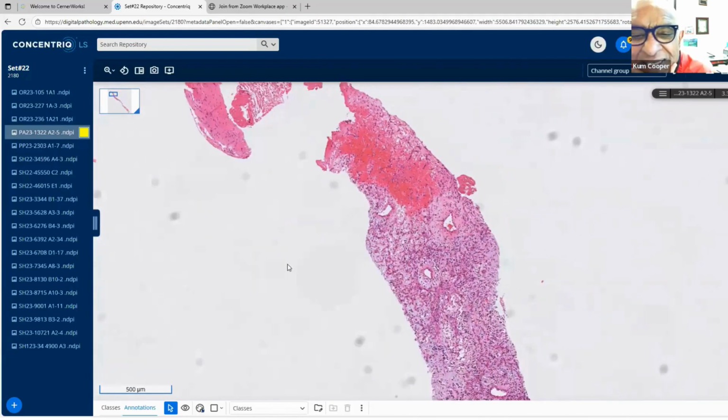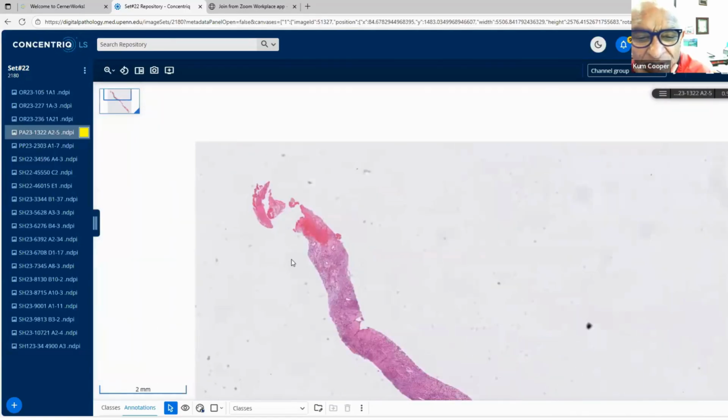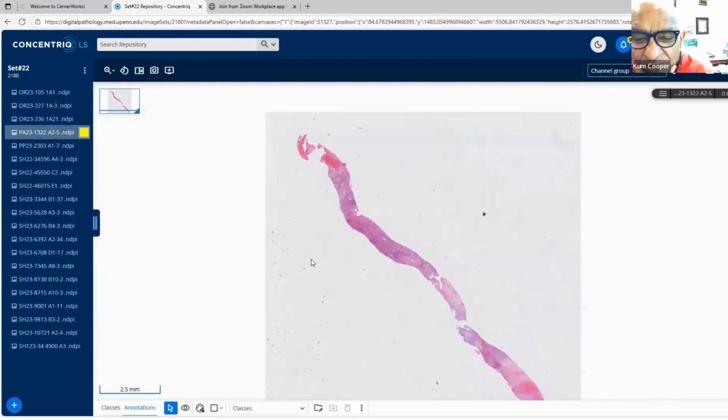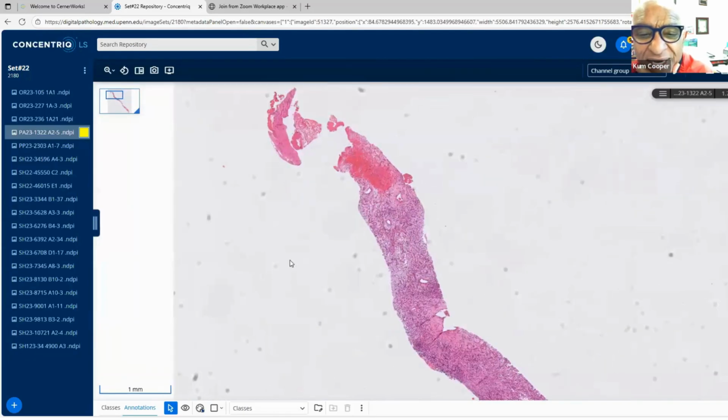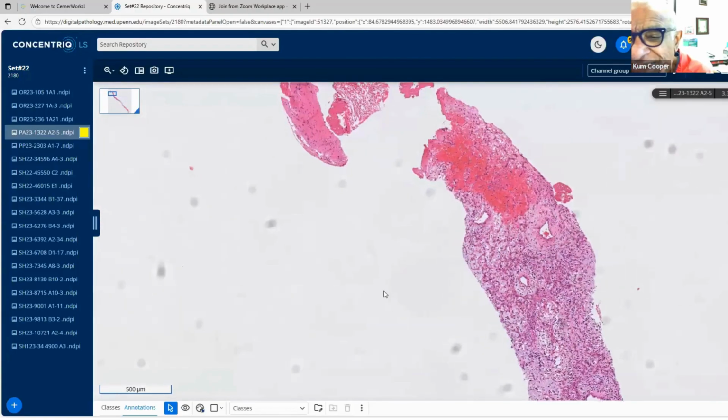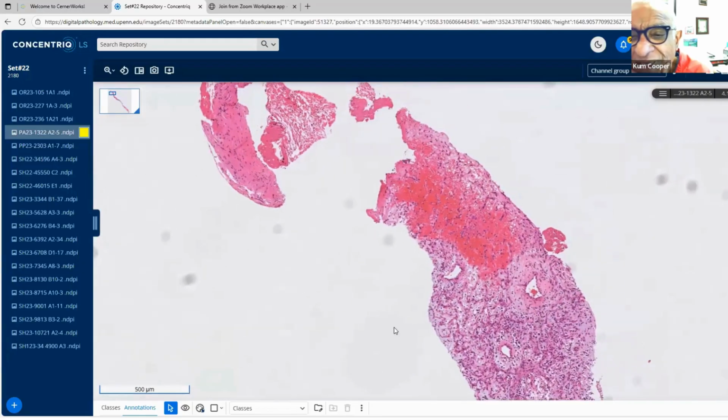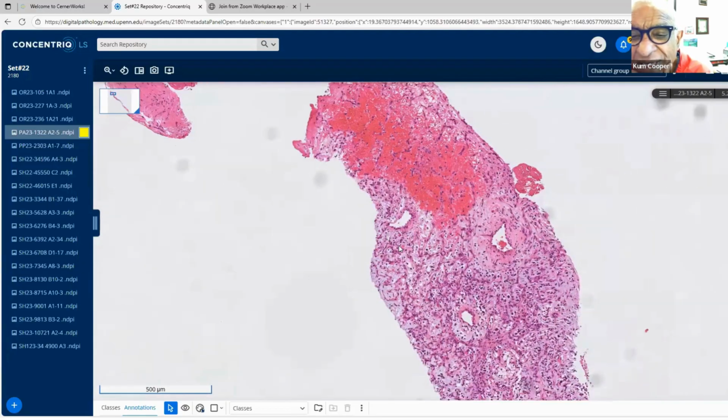So I'm going to show you the low power so you can get an idea of the whole scan there, right? And then we'll study it from one end, just to show you the morphology. I'll go on high power. There's a bit of hemorrhage there.